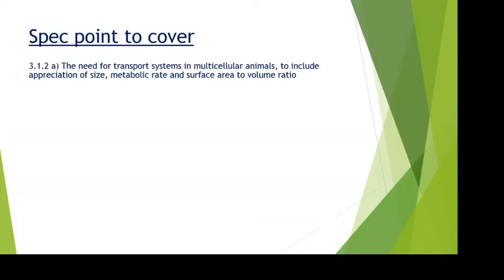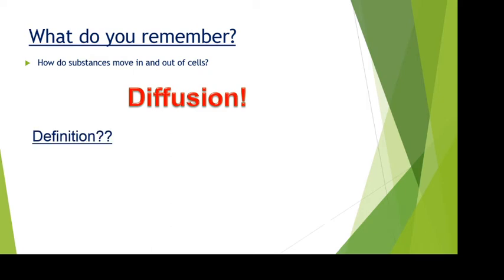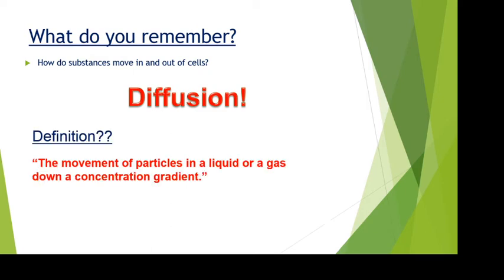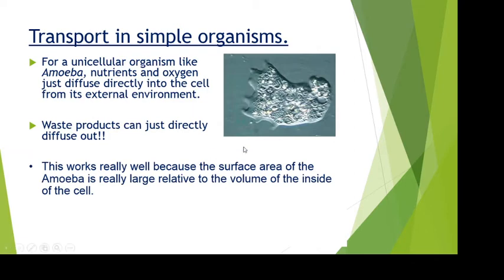Anyway, let's now focus on the need for transport systems. Substances move in and out of cells by diffusion: the movement of molecules in a liquid or gas down a concentration gradient, from a high concentration to a low concentration. For a single-celled organism like an amoeba, nutrients and oxygen diffuse directly into the cell from its external environment, and the waste products can just diffuse straight out. That's some very easy excretion. That works perfectly for an amoeba because its surface area is so large compared to its volume, so it can supply more than enough nutrients and oxygen to meet its metabolic demand because it has such a large surface area to volume ratio.